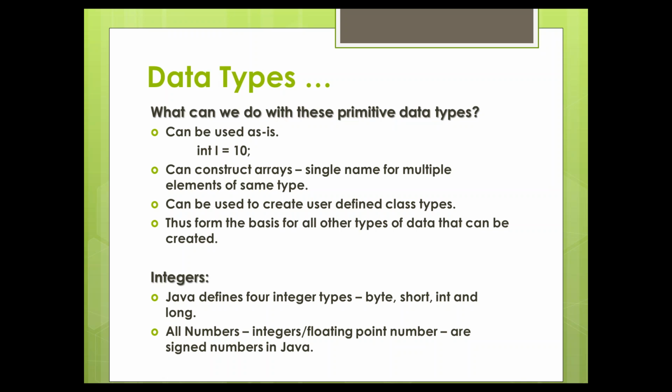Let us move on to the integers. As we discussed, integers are used for defining whole numbers, and Java defines four different integer types: byte, short, int, and long. I mean the data types.